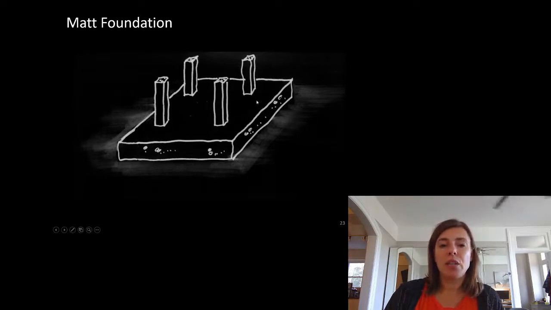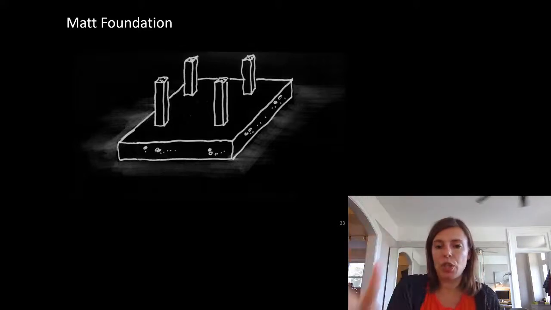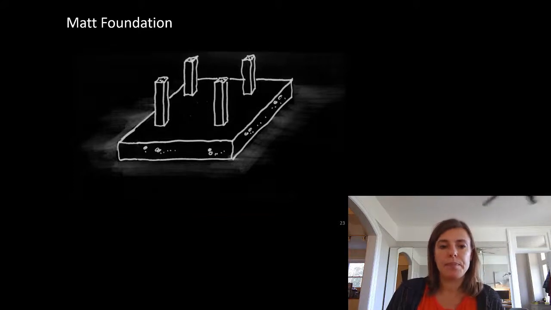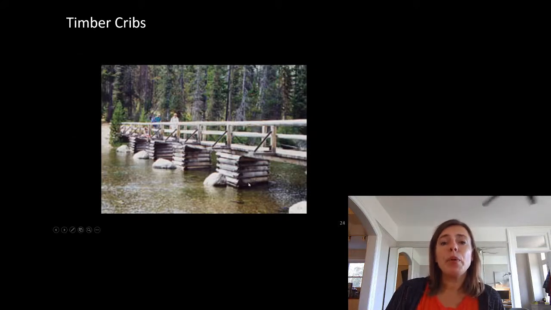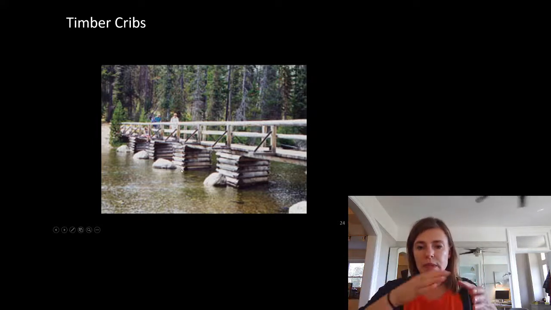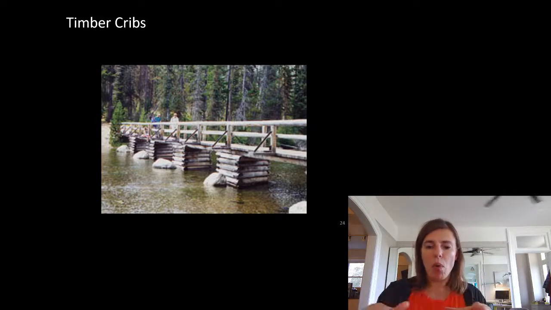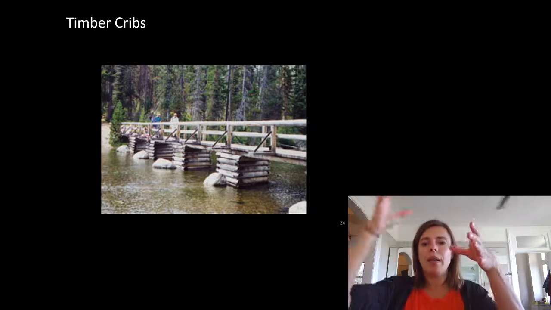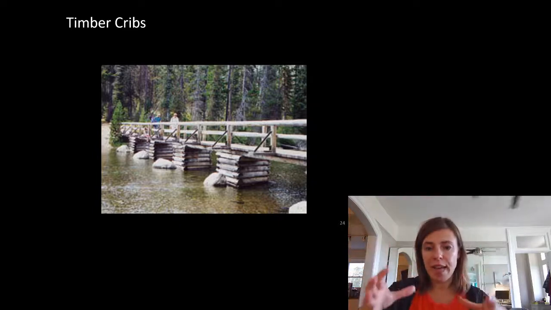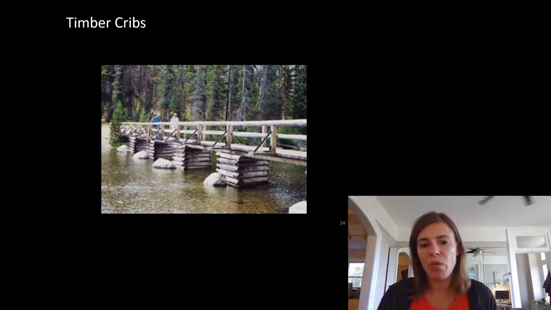A mat foundation is when we do a big foundation with columns coming down in different spots. So basically the upside down version of our pile cap with piers. Timber cribs. Anyone who's kind of seen cottage country knows that cribs are often what we do when we construct in water. We build kind of a bottom layer, we put boards across, and then we build it up. And then literally you throw rocks in it until it's heavy enough that it sits there and won't move.